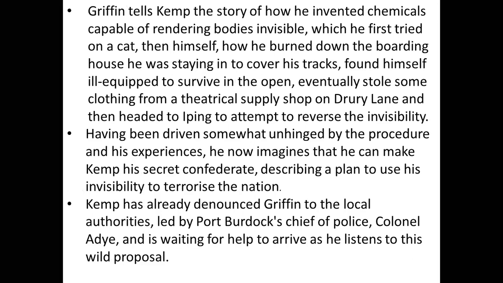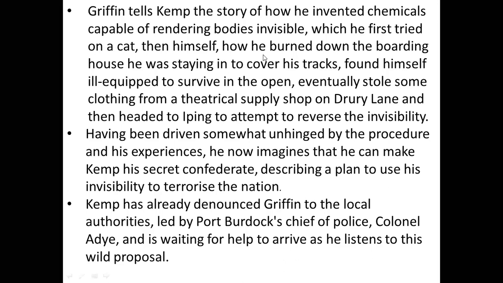Griffin tells Kemp the story of how he invented chemicals capable of rendering bodies invisible, which he first tried on a cat, then on himself. When he burned down the boarding house he was staying in to cover his tracks, he found himself ill-equipped to survive in the open. Eventually he stole some clothing from the theatrical supply shop on Drury Lane, and then headed to Iping to attempt to reverse the invisibility. So to Kemp, he explains the real story of his life.